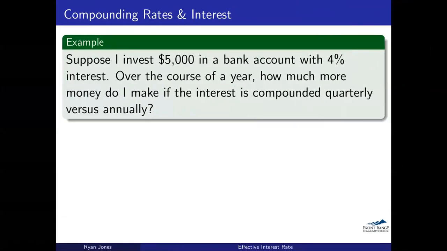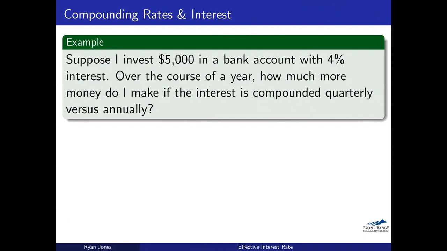Starting right off here, let's suppose that I invest $5,000 in a bank account at a 4% interest rate, and we'll say that's a yearly interest. Over the course of a year, what I want to know is how much money I make if the interest is compounded quarterly, and compare that to how much I would make if the interest is compounded annually. Really, I want to know which scenario I would make more money in, which I would make less, and how much more I would make.